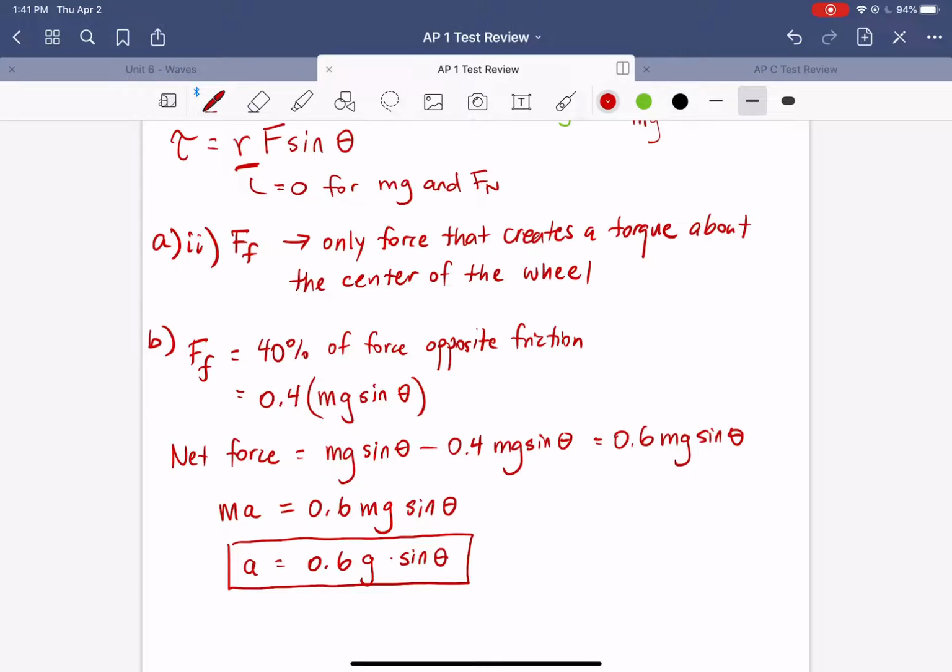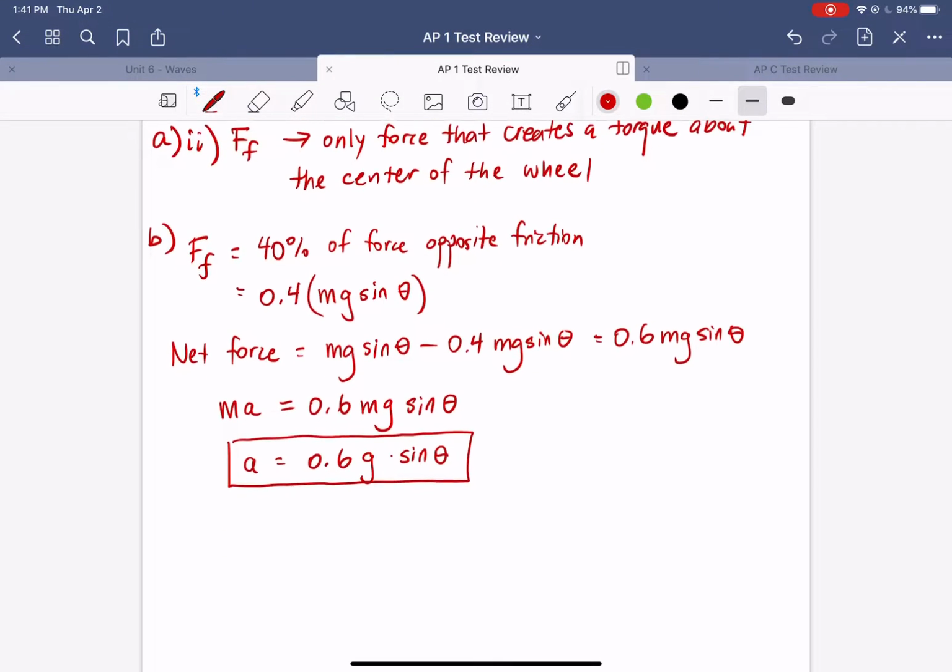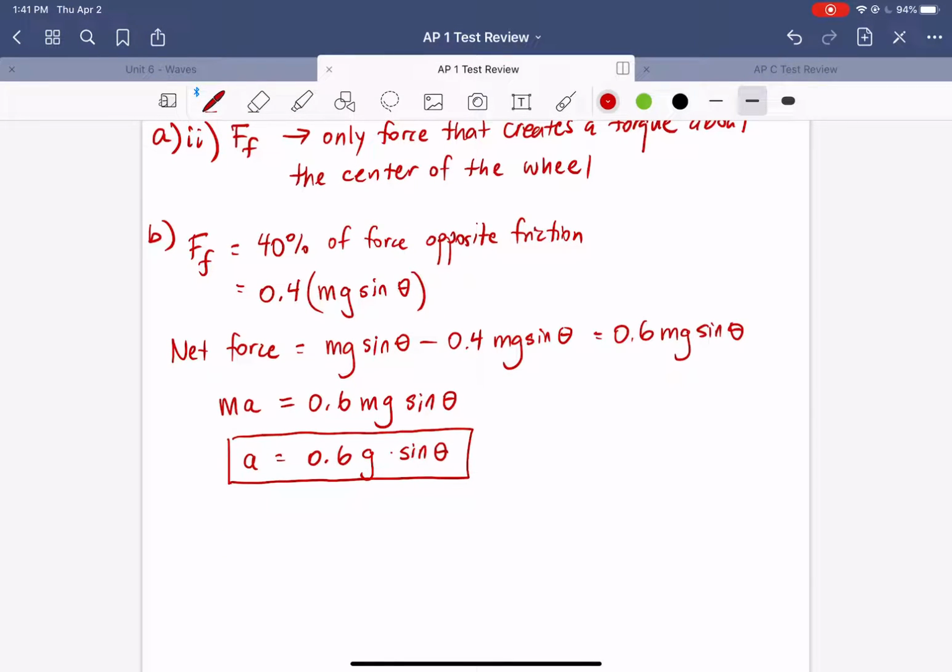All right, so there's one final part to this problem. Part C asks you now to consider a block which slides down the same incline with no friction. And it asks you which of the two objects, the wheel or the block, will reach the bottom of the ramp with the greatest speed. So the answer to that is that the block is going to have the greatest speed.